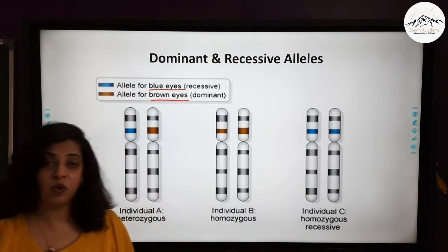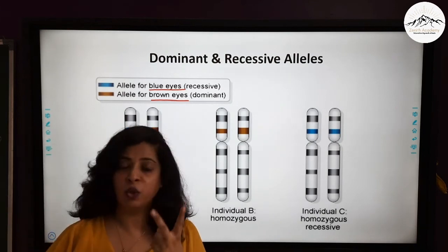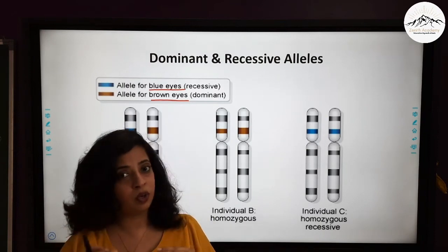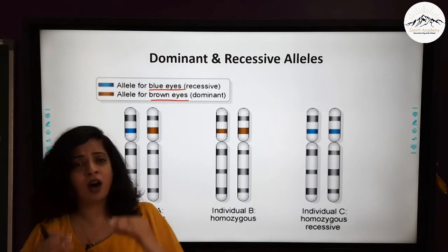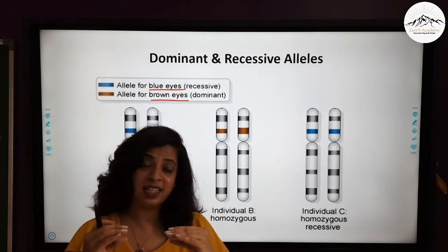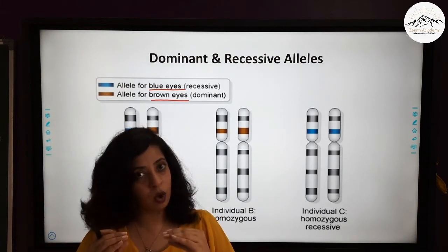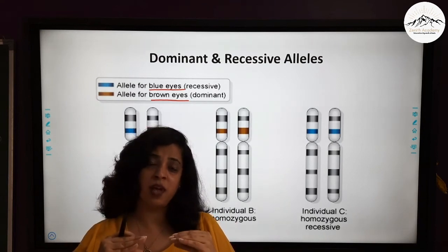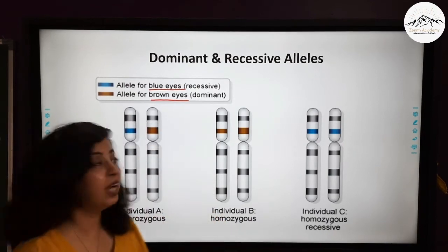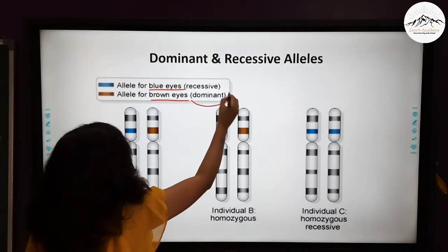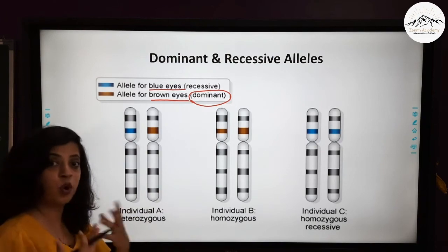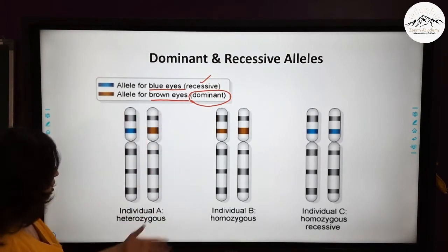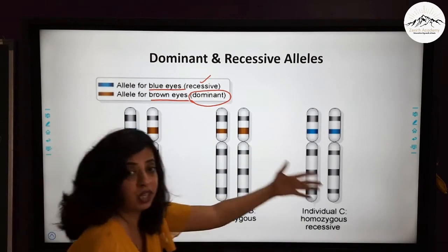Okay, I'll explain again. If there are two alleles of a gene, one blue and one brown, then out of these two, one is dominant, that is, in the presence of the other it will still show the character; this allele will manifest. That is known as the dominant one, which will show its presence even in the presence of the recessive. So here I have taken an example of three individuals.